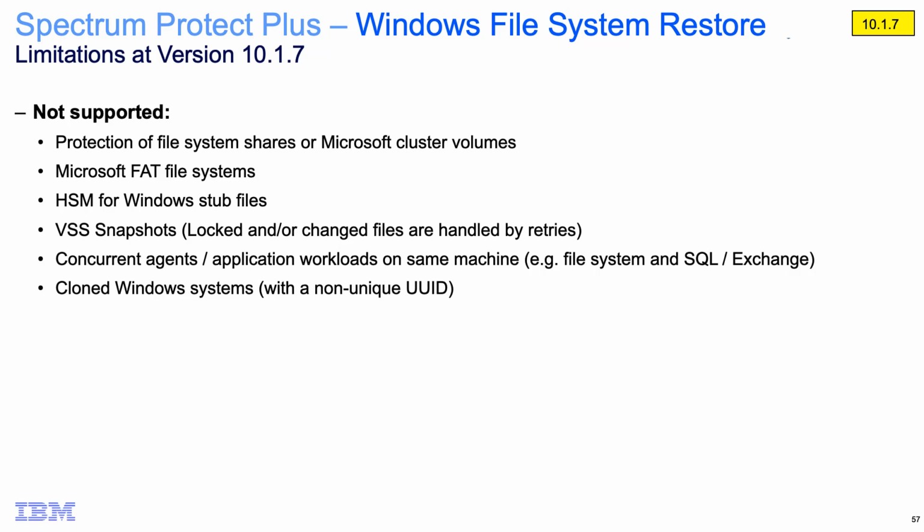Finally, each system that you back up with Spectrum Protect Plus must have a unique UUID. And the way you can end up with a non-unique UUID is if you clone a system in VMware, for example. So just understand that you do have to have a unique UUID in order to back up a physical Windows file system.